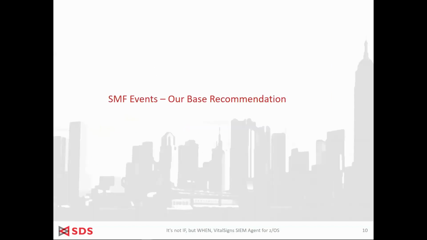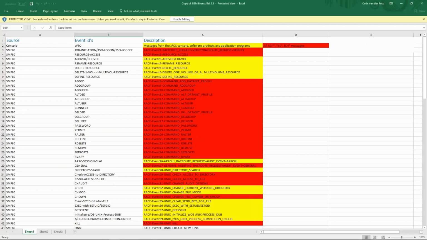So let's get to the base recommendation, what we have learned from our customers, and I'm going to switch to a spreadsheet. This is something that we've put together from what we've learned from our customers. The ones highlighted in red are typically the ones that we found a lot of our customers have turned on from the word go.